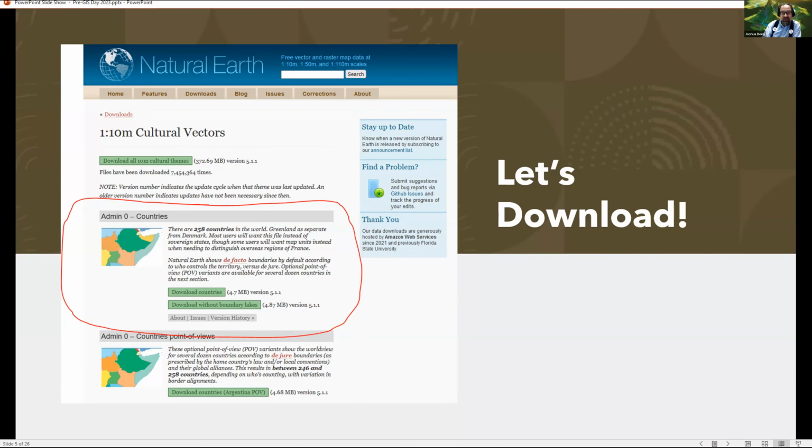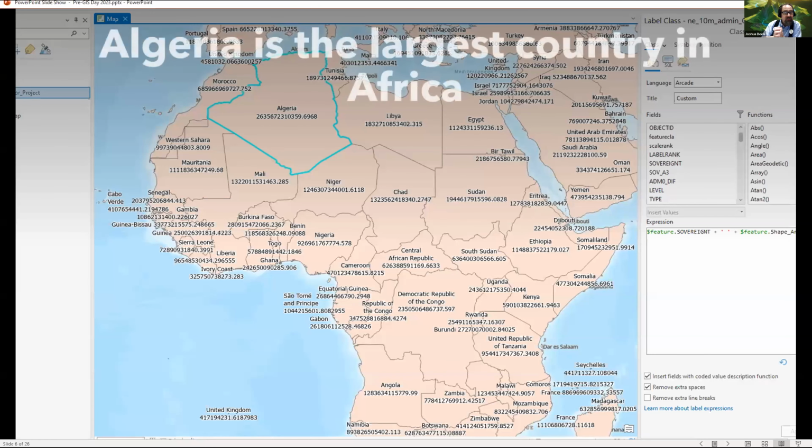That can easily be downloaded and brought into ArcGIS Pro, and sure enough, I have the names of the countries and then the area in square meters, which is why the numbers are so ginormous. But Algeria, sure enough, is the largest country in Africa.